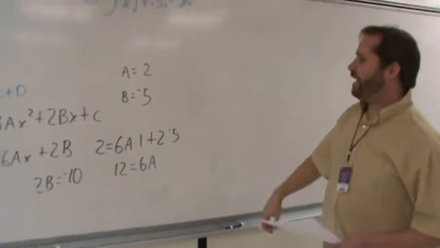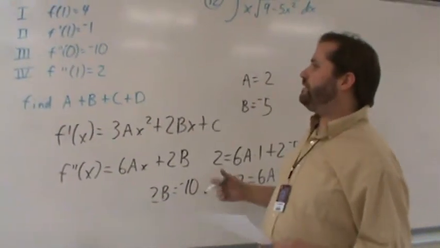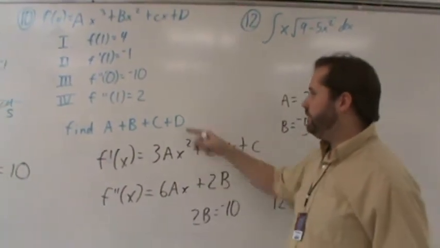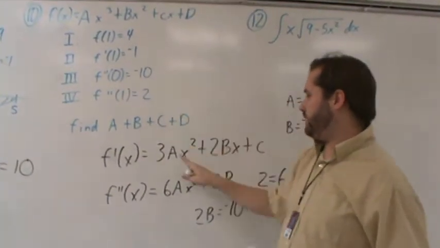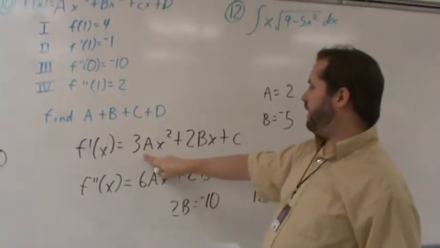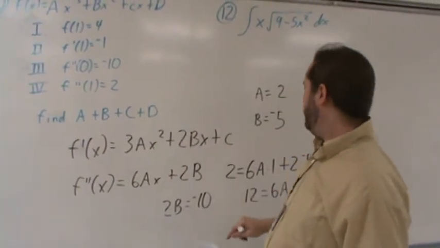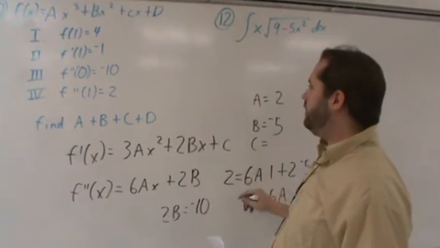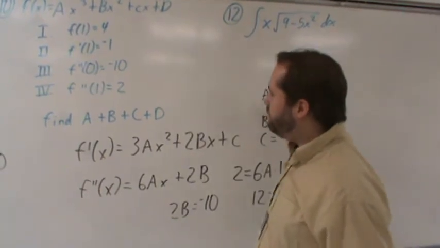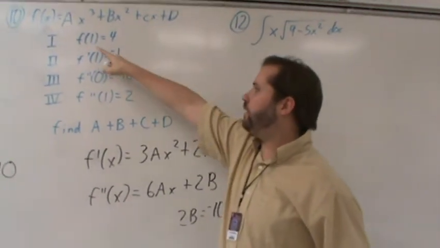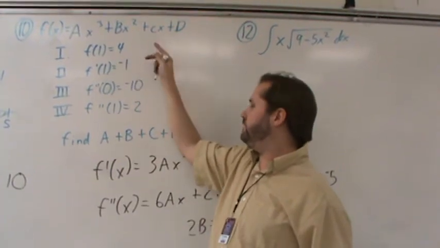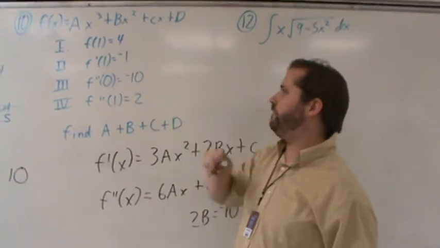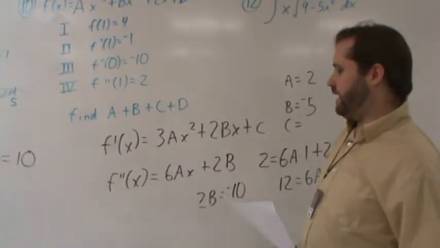Moving on. Now we've solved for a and b. Let's use the first derivative to find c. We're going to plug in 1 for x, 2 for a, negative 5 for b, and set the whole thing equal to negative 1. That will tell us c. Once you've done that, back to the original function with everything, plugging in 1 for x, and all these for a, b, and c needs to equal 4. Use that, solve for d, plug it in, and sum them together.